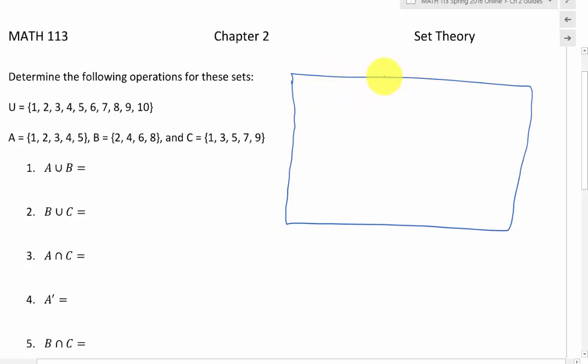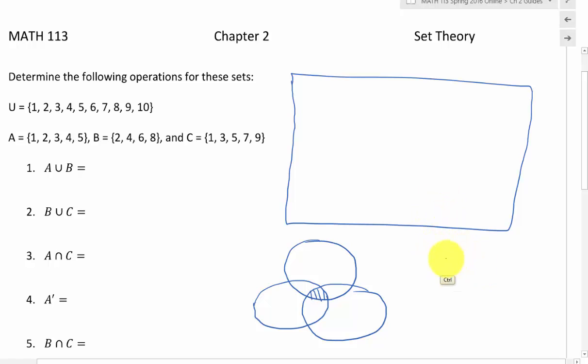And I want to draw a Venn diagram. So I have choices with three sets. I can draw all three of them intersecting, and that means that they have something in common between all three sets, that there's a number or numbers that are in all three sets.